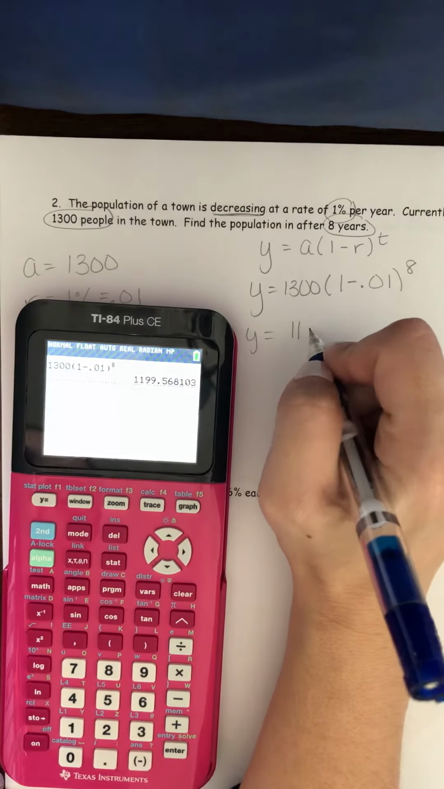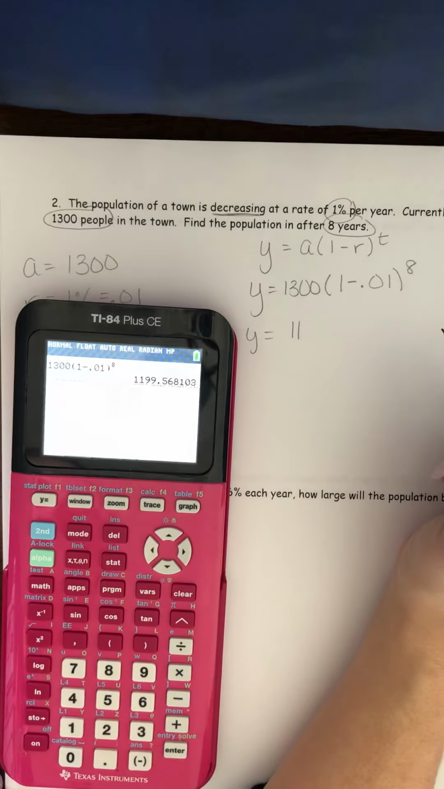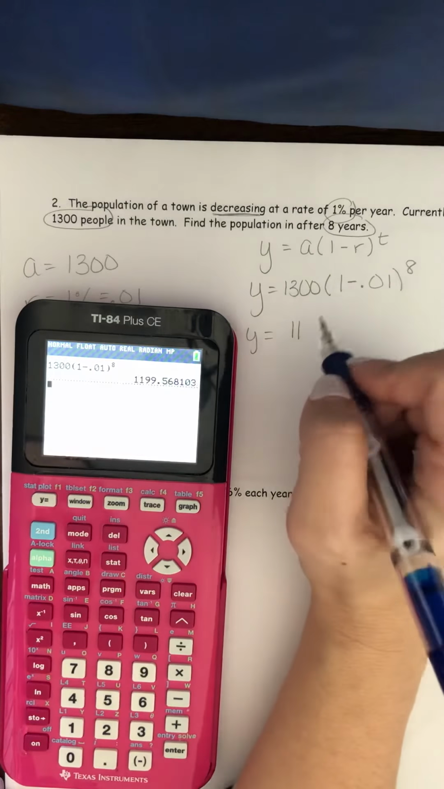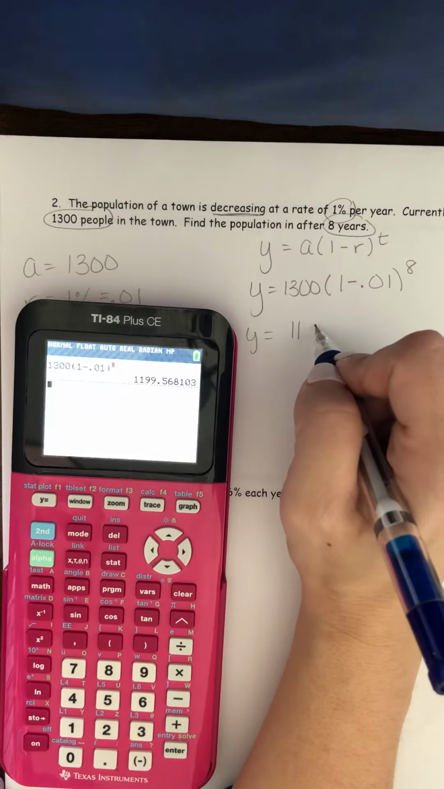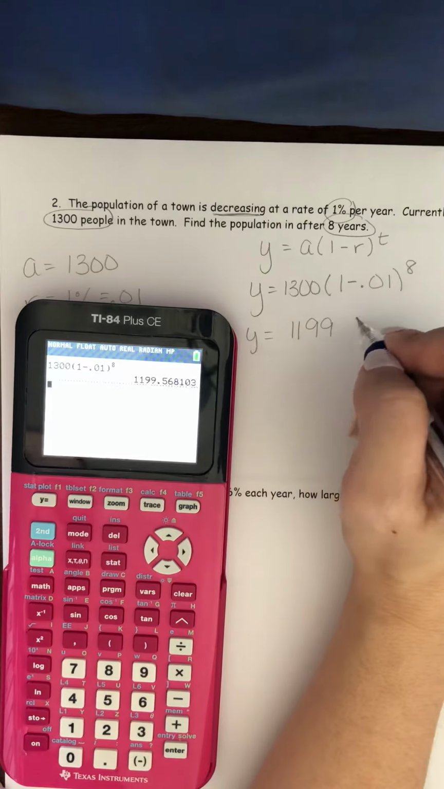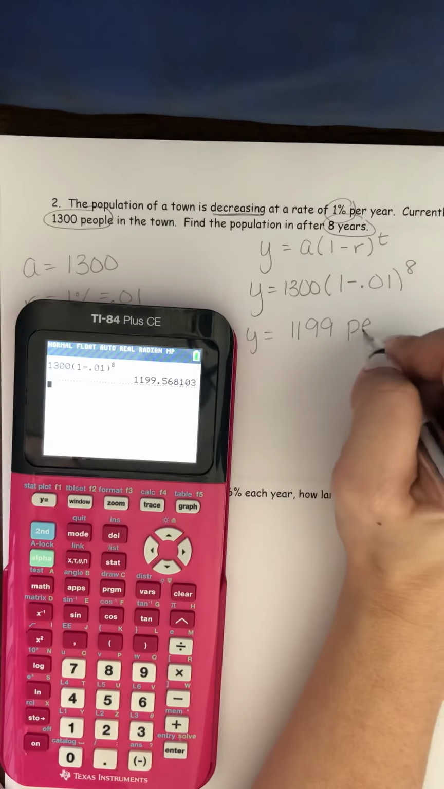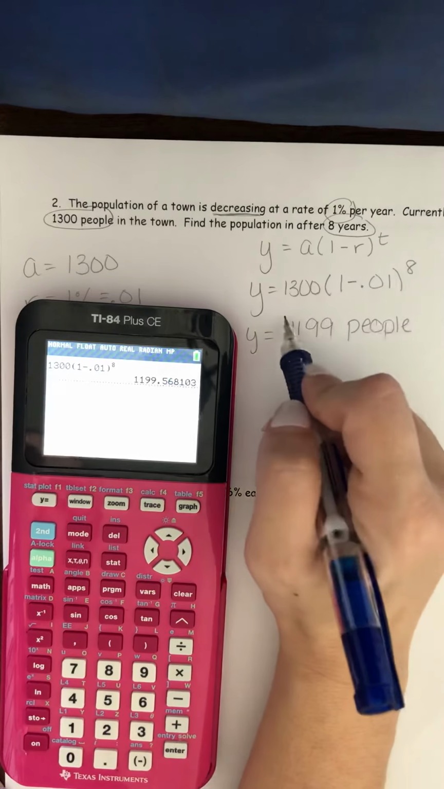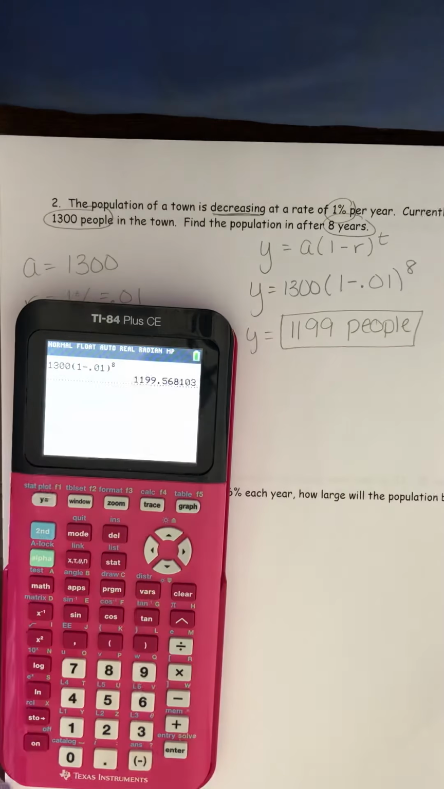Now be careful, we're talking about people, so it has to be a whole number, okay? So 1,199. And now you never round people up or down, so you can just keep it where it is because you don't want to guess part of a person. And you want to label it, so we want to say people. And that's our final answer.